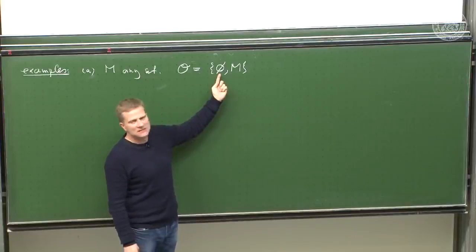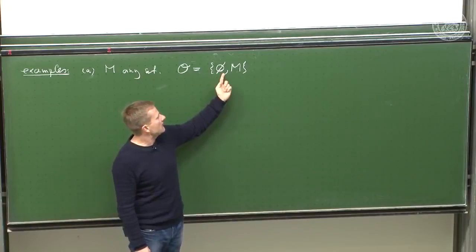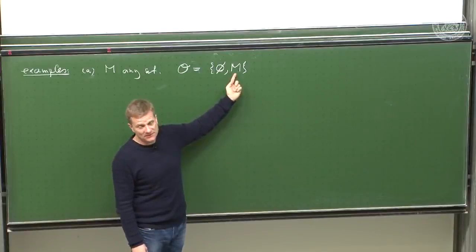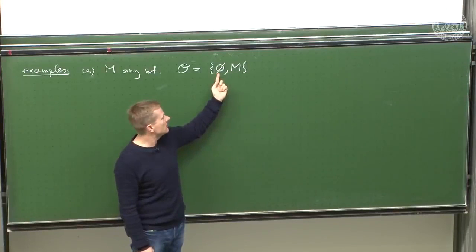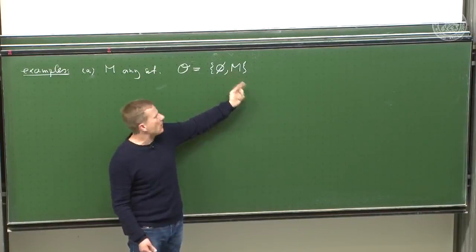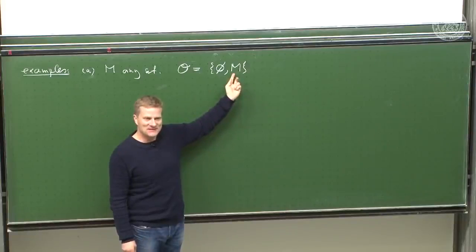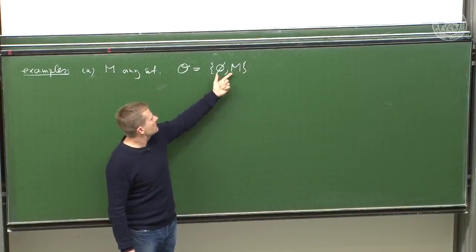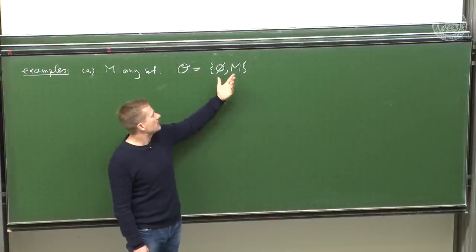Well, the intersection with empty is empty, is in there already. The intersection of empty with M is empty. Well, empty is already in there. The intersection of M with empty, well, that's symmetric, that's again empty. The intersection of M with M is M. Oh, but M is also already in there. That's the second one. And the third axiom is we have to see whether arbitrary unions are again in there.